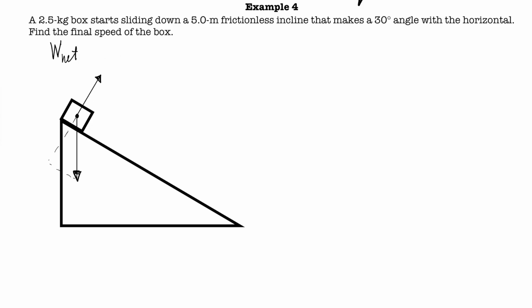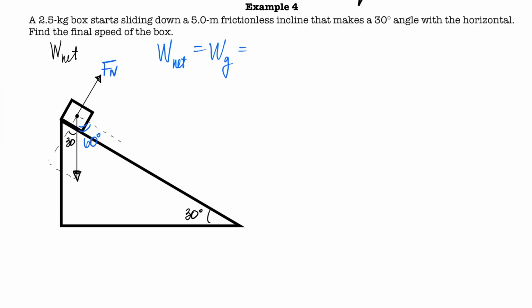Why am I saying 60 degrees if this is 30? This angle is 30 degrees. That's the direction of displacement, so the angle between the force and displacement is actually 60 degrees. I'm going to solve for work, which is work net, which is equal to work of force of gravity, because normal force does 0 work because it's at 90 degrees to displacement.